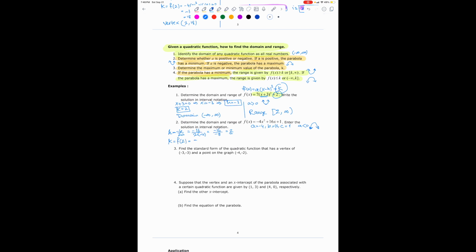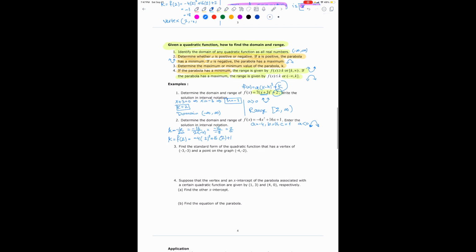So this is equal to -4 times 2 all squared plus 16 times 2 minus 1. There's no negative here, just +2. So we will have -4 times 4 is -16, plus 32, minus 1, which will be equal to 16 minus 1, and that will be 15.